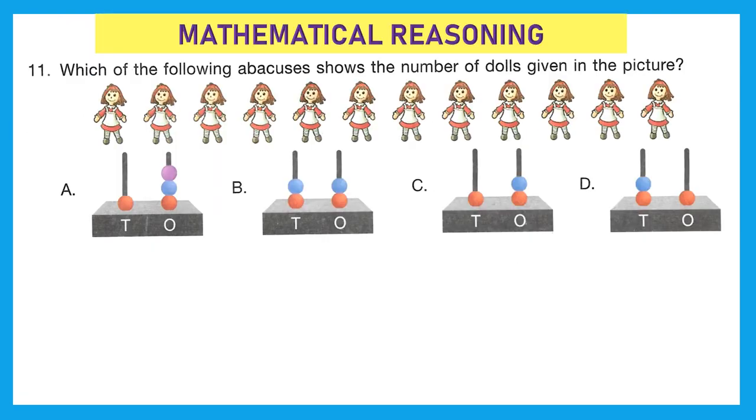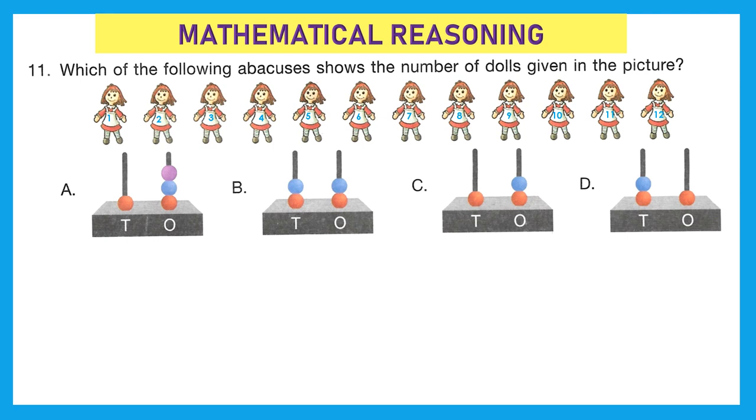Moving to our next section, that is mathematical reasoning. Question 11. Which of the following abacuses shows the number of dolls given in the picture? Let's first count the number of dolls. 1, 2, 3, 4, 5, 6, 7, 8, 9, 10, 11 and 12. 12 is the number of dolls. So we need to find out which one of options A, B, C or D is showing the abacus figure for the number 12.